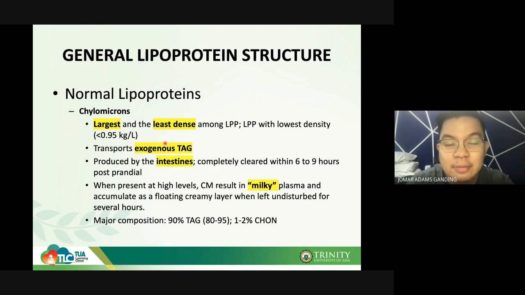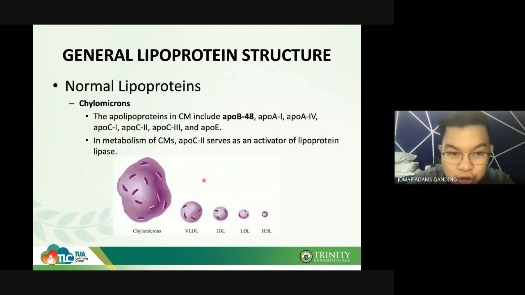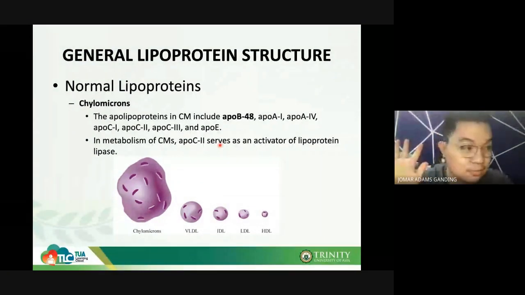Okay? So your chylomicron carries your exogenous triglyceride. Talking about the apolipoprotein, there is 1 to 2% protein in your chylomicron. The apolipoproteins in your chylomicron include ApoB48. It also has ApoA1 and ApoA4, ApoC1, C2, C3, and ApoE. Sir, ang dami namang imememorize. Hindi naman yan madami, because what I want you to remember is your ApoB48, because this is the major apolipoprotein for your chylomicrons. Can I see a raise of hand if we're clear, people?